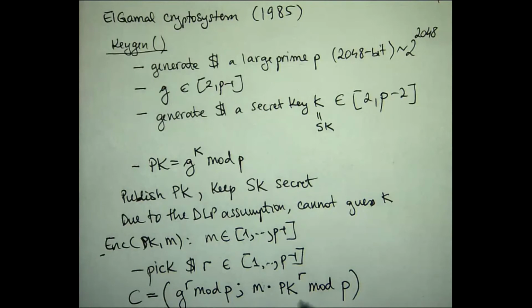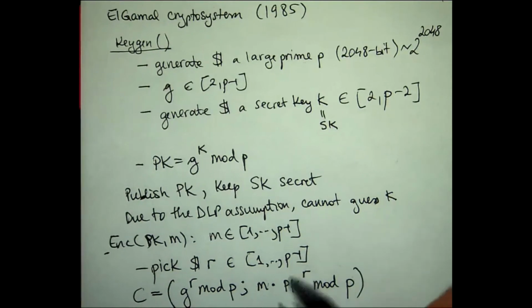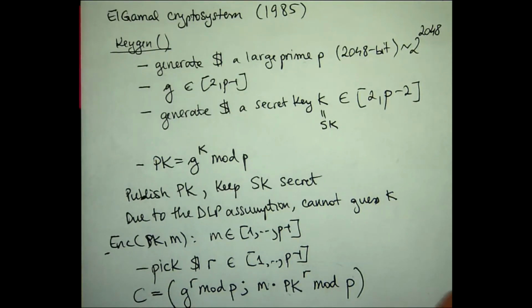Here's the message, right? And this ciphertext is supposed to hide the message. So it better be the case that an attacker cannot compute this quantity. Now, the attacker knows the public key, it's public, but they don't know R. We have not published R anywhere. R is part of the encryption, we use it in the ciphertext, and then we toss it away, we never use it again.